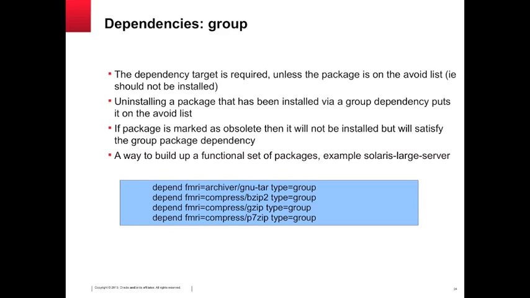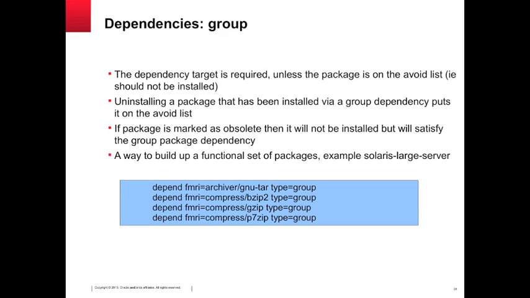Group dependency. So basically, this describes the functionality of a system. So we have Solaris large server, Solaris small server, Solaris desktop. And basically said, these groups of packages deliver this type of functionality. And that's what it says. So it's just a single image target. So if you want to install Solaris large server, install Solaris large server, it installs all these packages. But note, it's not a required dependency. It's not saying they have to be installed.